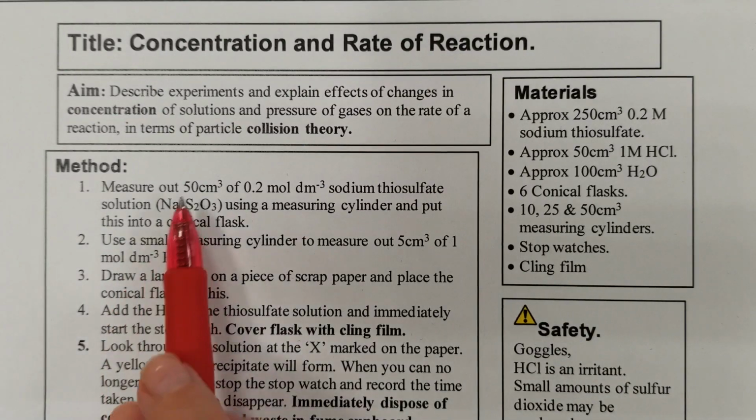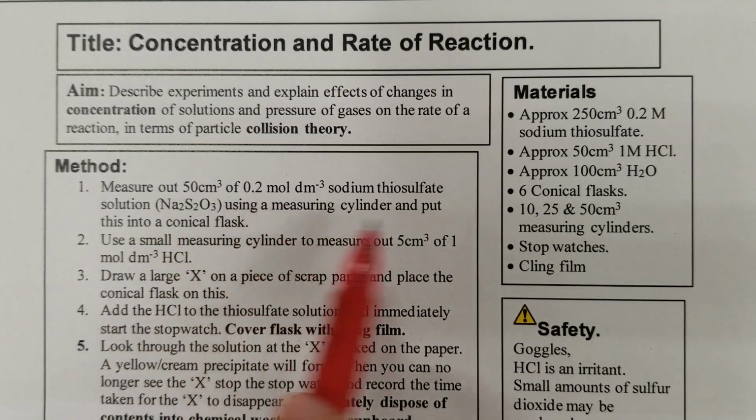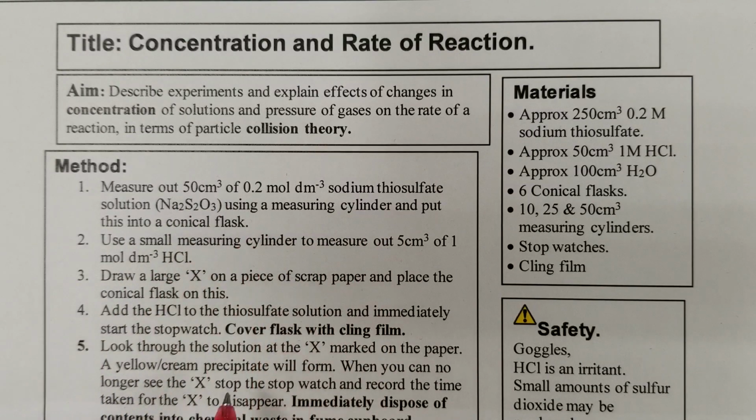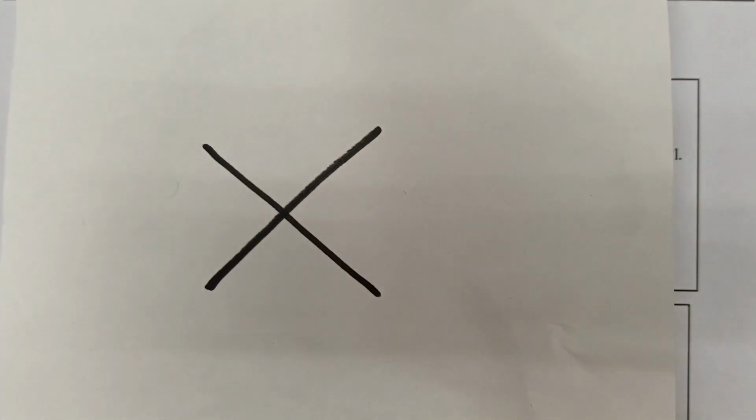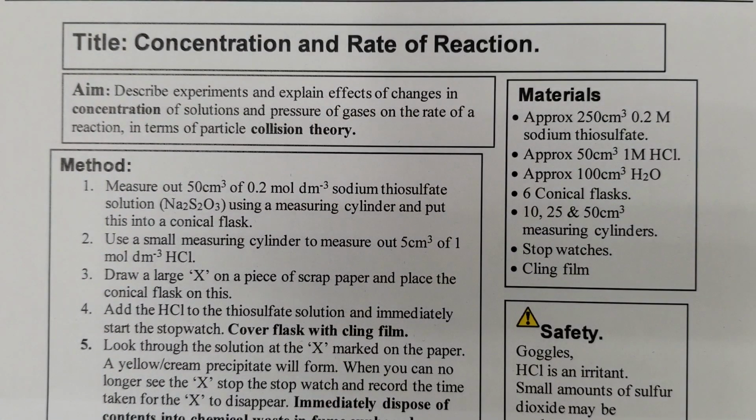So we will be measuring out 50 centimetres cubed of the solution in a measuring cylinder as usual, put it in a conical flask, and 5 centimetres cubed of hydrochloric acid to react it with. To objectively measure how much solid is formed as best we can, we are going to use a big X on a piece of paper that will go underneath our conical flask, and when we can no longer see the X, we know enough solid has been made to stop our stopwatch.